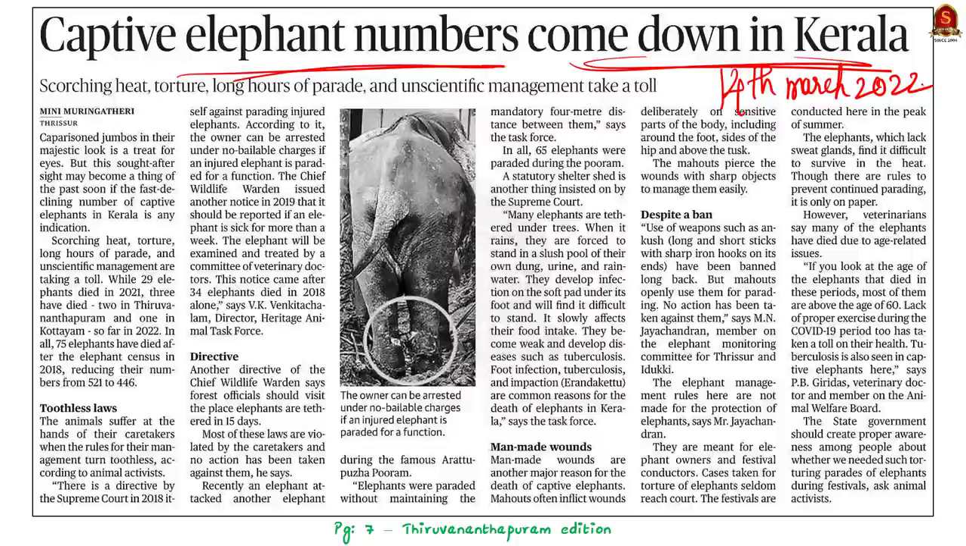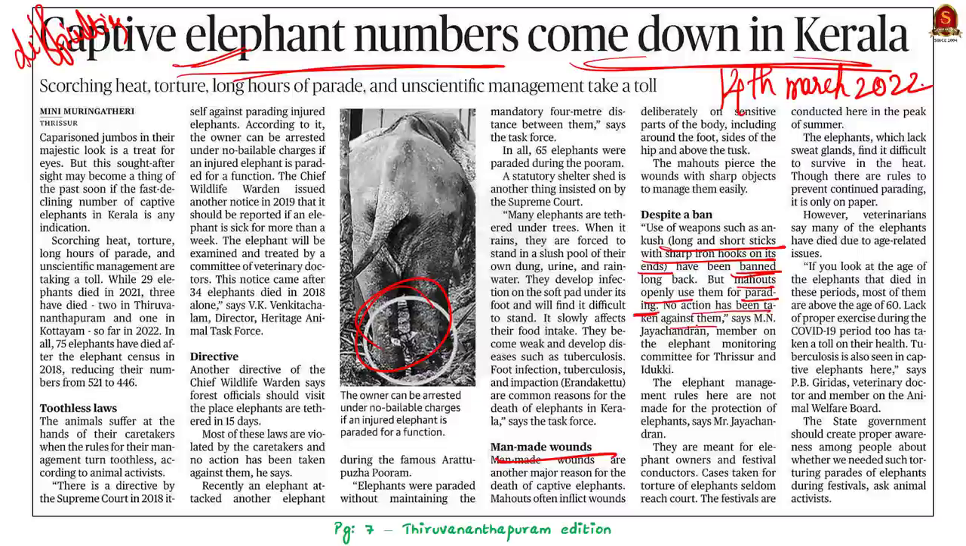Okay. Firstly, though we saw a lot of reasons for the difficulties faced by the captive elephants, one important reason is the man-made injuries. Yes. Though the use of weapons such as ankush has been banned. Ankush is nothing but long or short sticks with sharp iron hooks on its ends. Okay. But most of the mahouts, the caretakers of the elephants, are openly using them for parading. And note that no action has been taken against them.